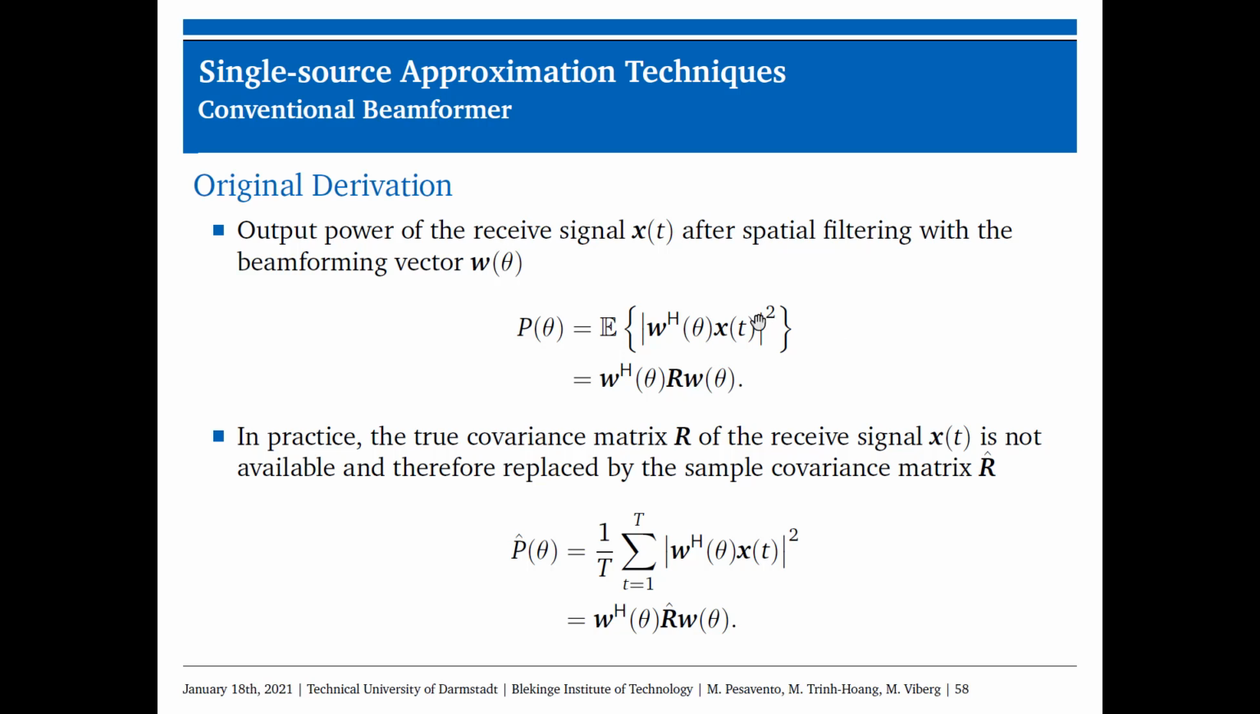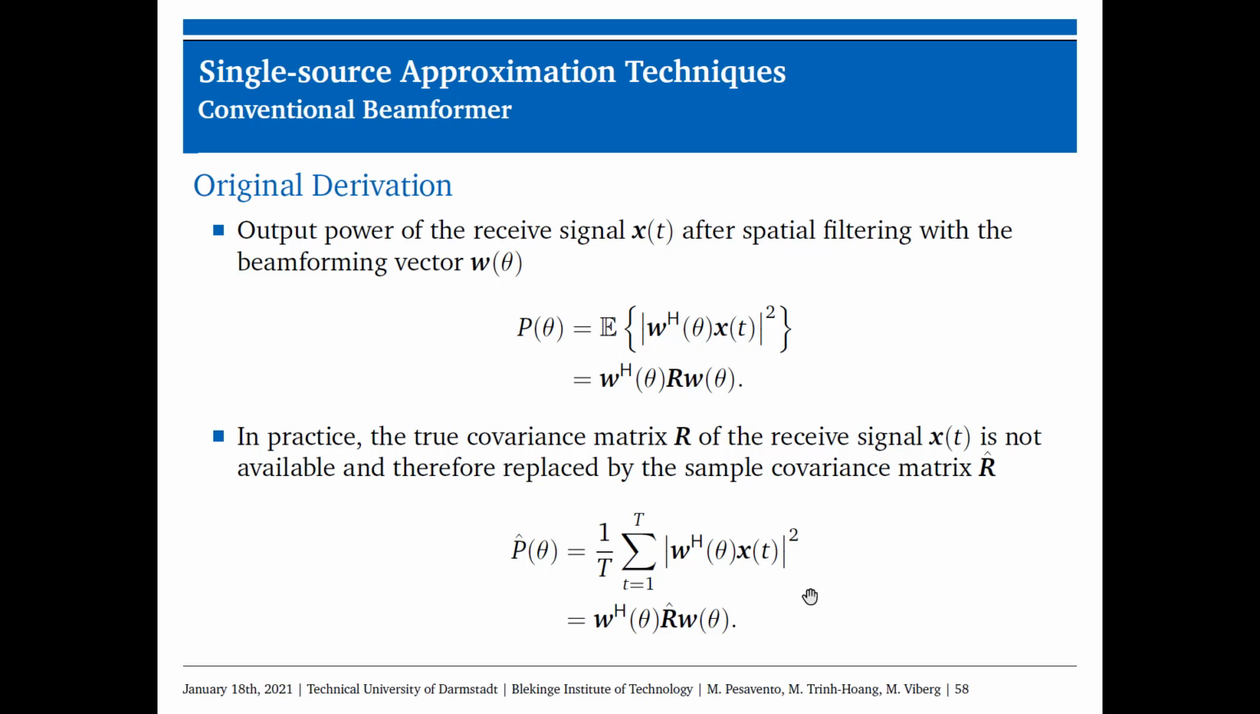Then, at the output of the beamformer, we measure the output power P of theta, which is computed by this expression. We note that the output power of the beamformer depends on both the second-order statistic of the received signal, which in this case here is the covariance matrix, and also the beamforming vector W. In the finite number of snapshot case, we have to replace this expectation operator with the sample mean, and the power obtained after the beamformer is computed as a quadratic expression of the beamforming vector W with the sample covariance matrix R hat.